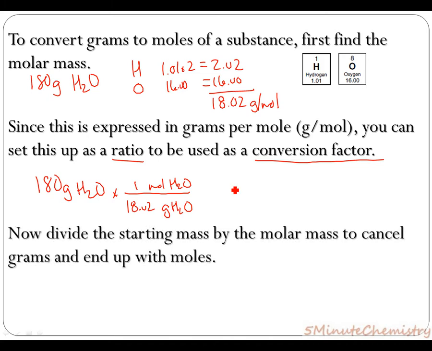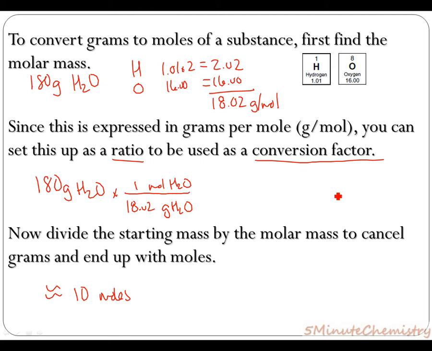The last step is you can divide that starting mass by the molar mass. So 180 divided by 18.02. Using mental math, you see 180 divided by 18 is approximately 10 moles. For the CST, they're going to require that you do mental math. You're not going to have a calculator, so this is going to be the easiest way.